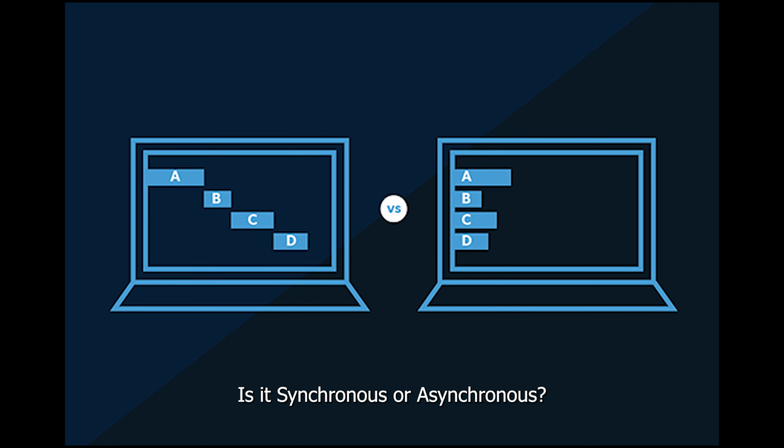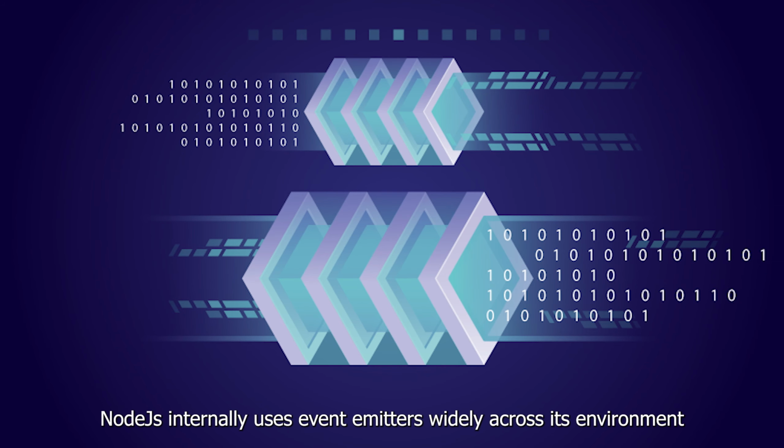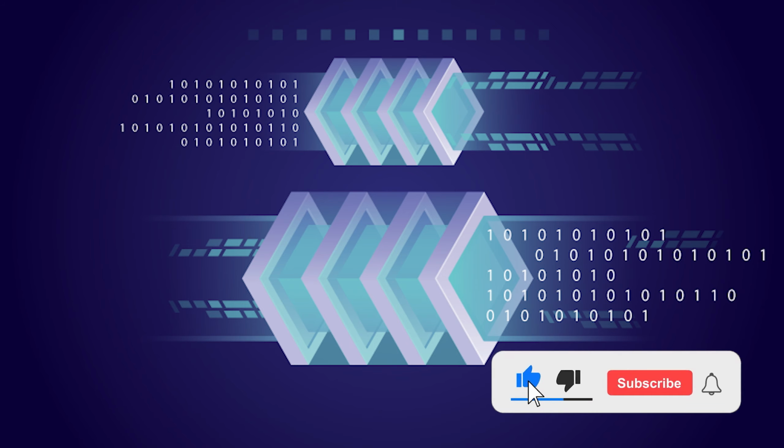Now the question is, is it synchronous or asynchronous? The events raised by event emitters are synchronously executed by the listeners in the current event loop's iteration. How and where does Node.js internally use event emitters? Node.js internally uses event emitters widely across its environment.